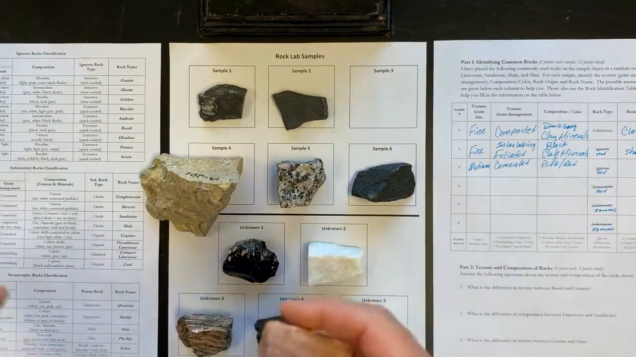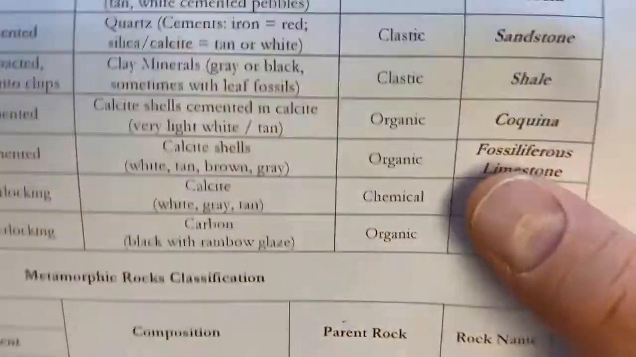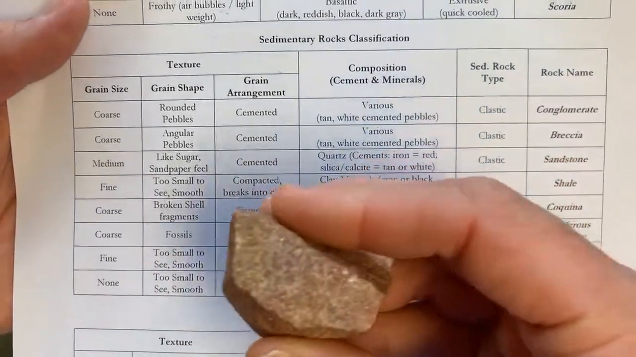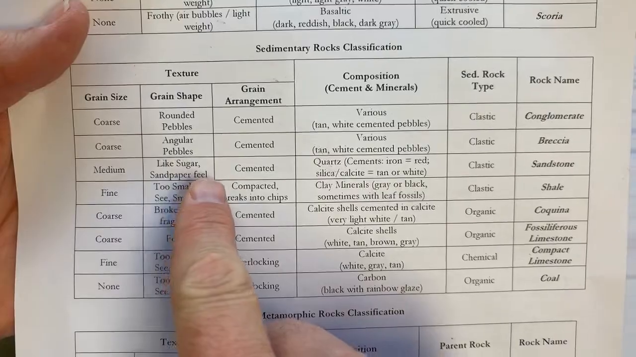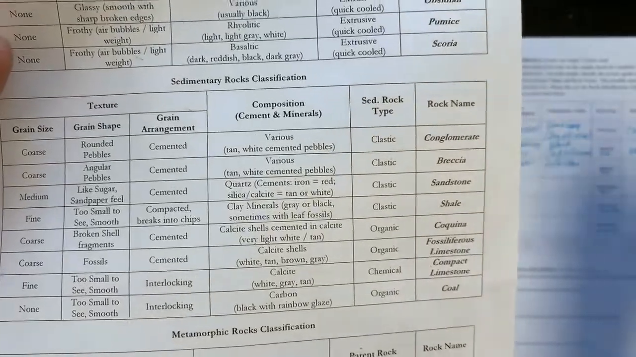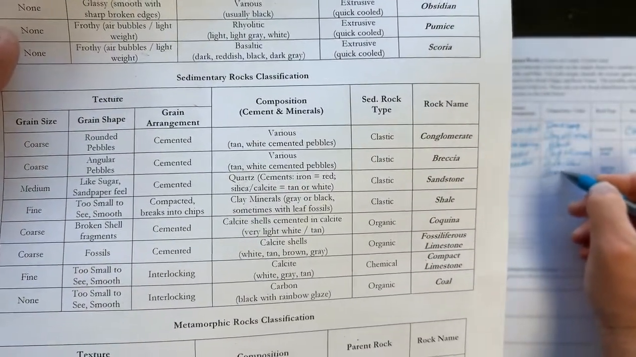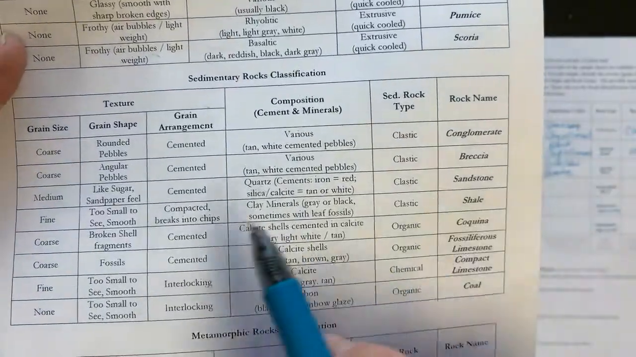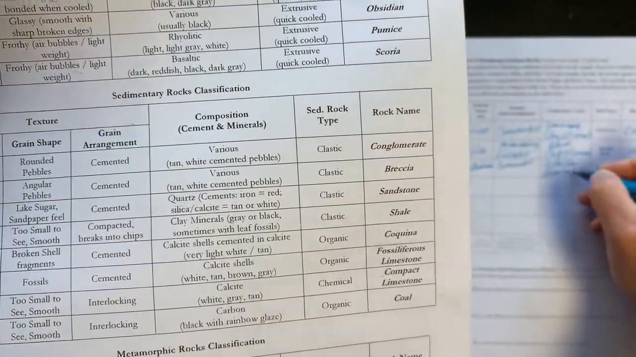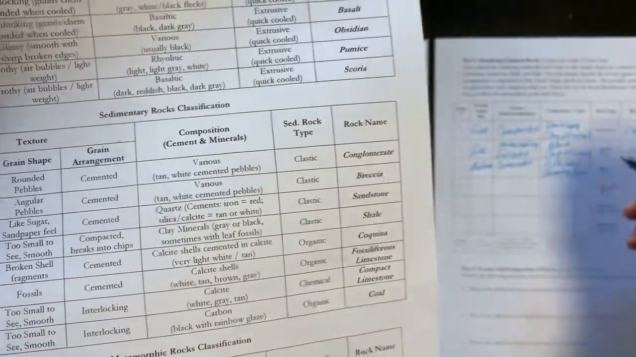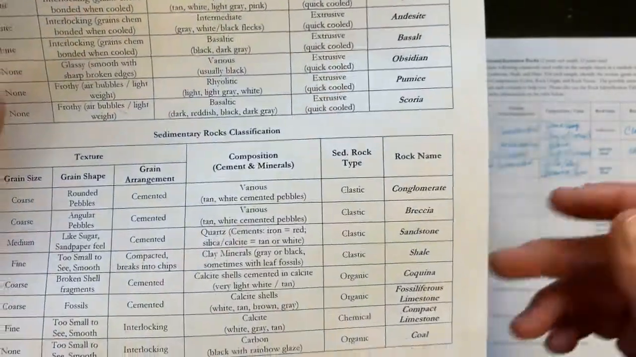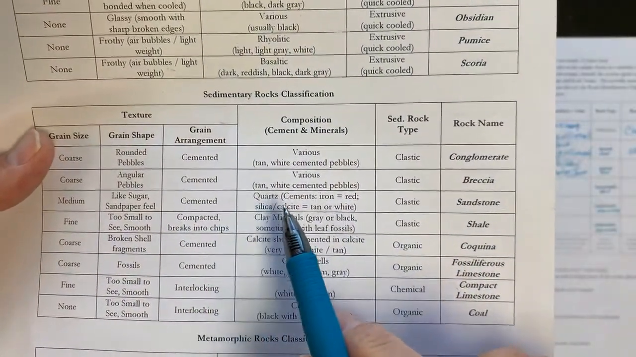And then I'm going to go to my sedimentary rock table, given by the rock type there. So I go to my sedimentary rock table, and we have medium grain. There's really only one medium grained rock, like sugar, sandpaper feel. It's cemented, made primarily of quartz. So I'm going to write quartz here for the composition. It also says that the cement's iron equals red. So I'm guessing I've got a red cement in here. So I'm also going to write iron for my composition here. So quartz and iron. Sedimentary rock. And then, of course, the origin then is clastic.